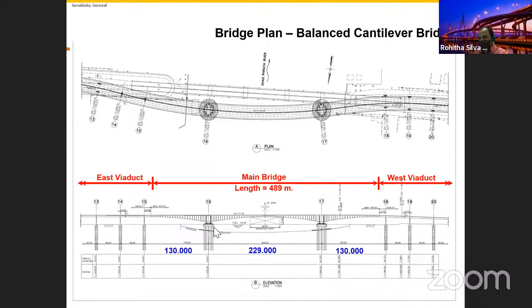That is one reason you can't put the piers in the column as well, and other river conditions as well, because it's not easy to build a bridge in a river. And this bridge, 489 meters you have to build.